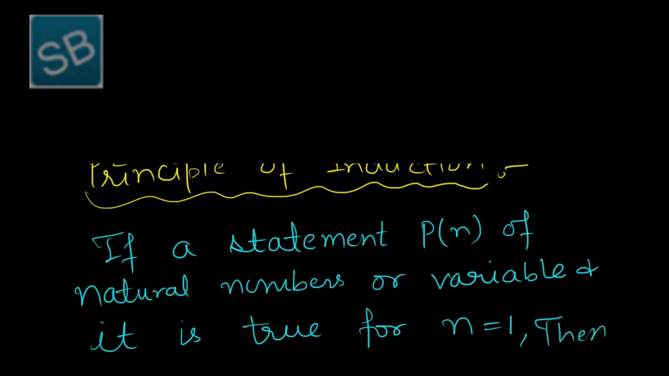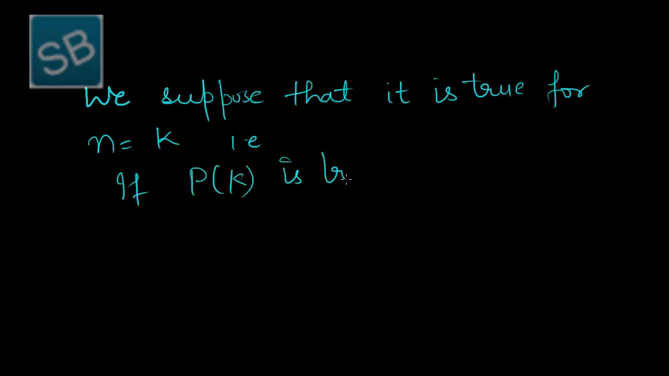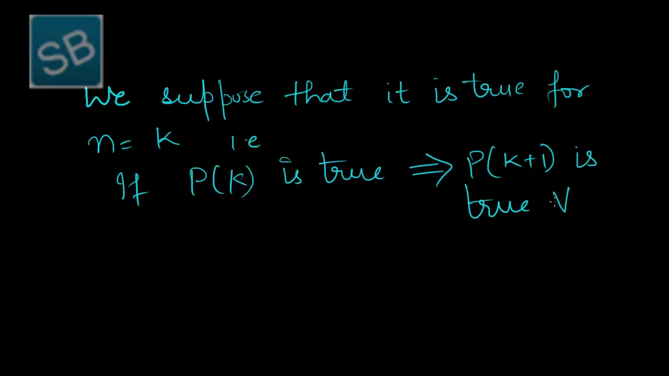then we suppose that it is true for n is equal to k, that is, if P(k) is true, then it implies P(k+1) is true for all k belonging to N.